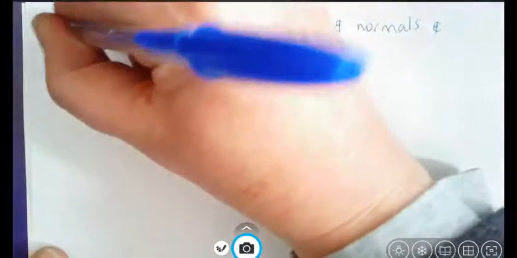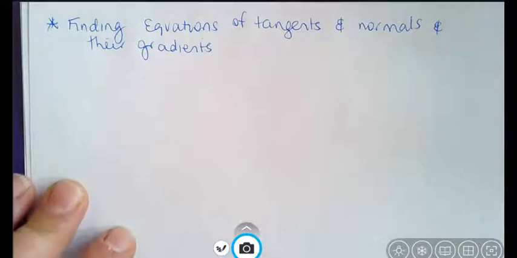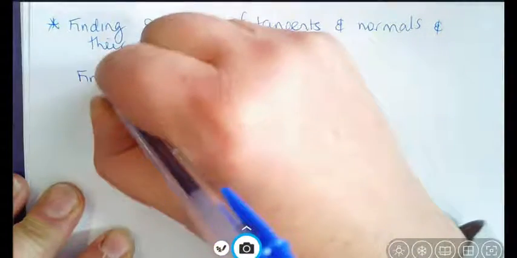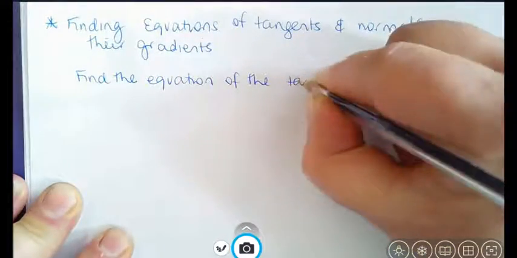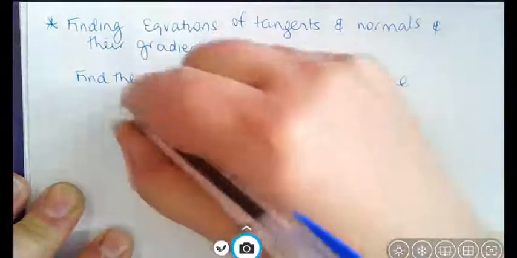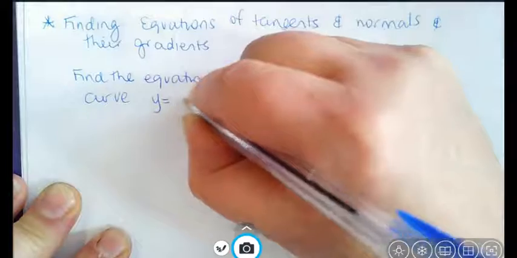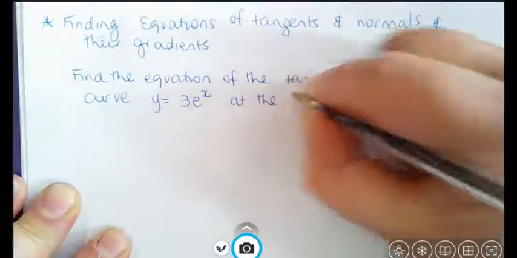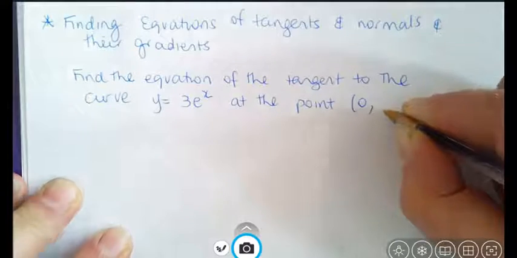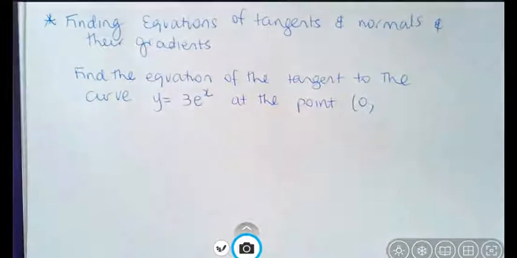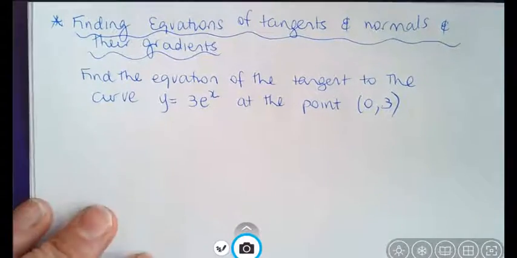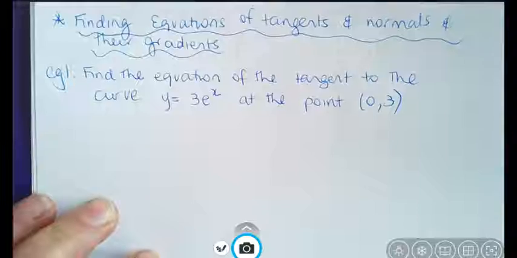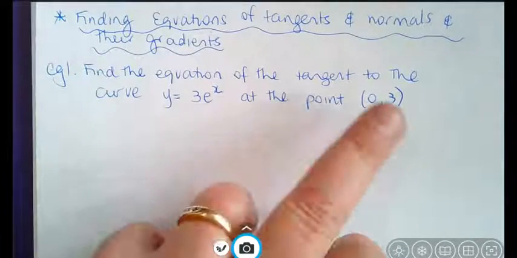In gradients and equations of tangents and normals, here is an example. Find the equation of the tangent to the curve y equals 3e to the power of x at the point 0, 3. So we're just going to find equations of tangents and normals to curves and their gradients, all right? So here is an example. Find the equation of the tangent to that curve at the point 0, 3.